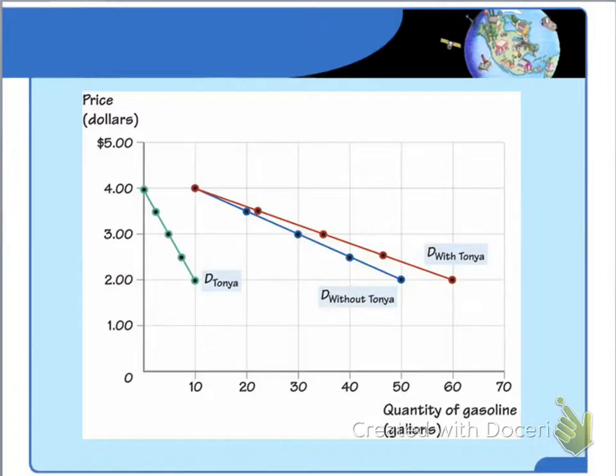The blue demand curve right here represents the original market demand before Tanya joined the market. However, the red market demand curve right here represents the market after Tanya joins it. The shift that we see from the blue curve to the red one, moving to the right, illustrates how the addition of buyers shifts the market demand curve to the right. Additionally, if Tanya left the market or if other consumers left the market and there were fewer buyers, the demand curve would shift to the left.